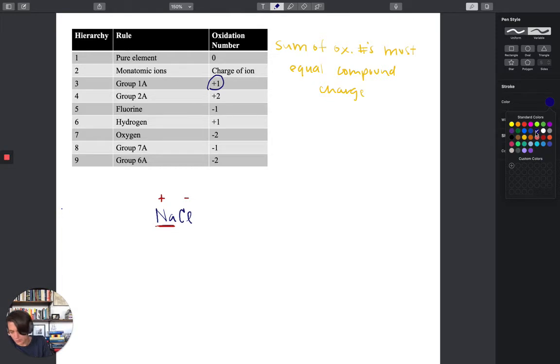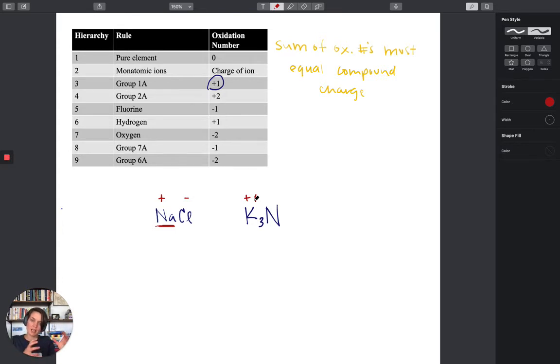Another example would be potassium nitrate. All right, so this would be a +1. Now I have 3 of them. So I need to make sure that at the end, when I calculate all of the oxidation numbers, the total value is 0. The way that I like to remind myself to do that is above the individual atom's oxidation state, in this case +1, I write the total contribution of that part of my molecule.